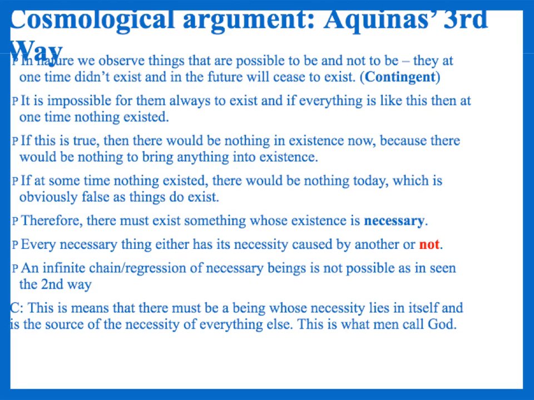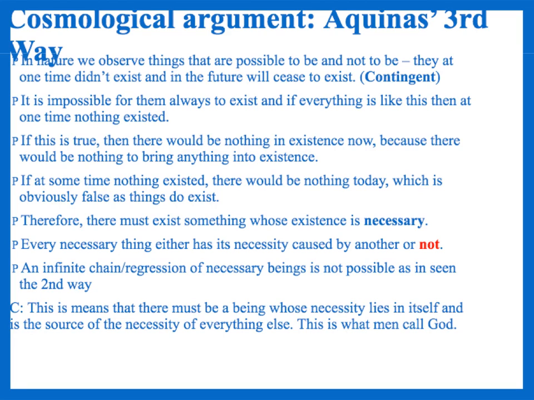Now, he says it's impossible for them always to exist, because that's what it means to be a contingent being. But then it's possible, therefore, that at one point nothing existed if everything was contingent, because it's possible for them to not exist. But if this was true and nothing existed at one point, then there would be nothing in existence now, because they can't bring themselves into existence. So we therefore must have a different type of being, and this being is what he would call necessary. And this is something where it's not possible for it to not exist.